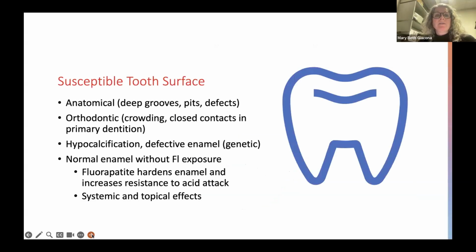So again, susceptible tooth surface. There are anatomical factors, those teeth that have deep grooves, pits, or even teeth that grow in with enamel defects. Those are going to be more prone to tooth decay. Orthodontic issues such as crowding, very tightly together teeth. Baby teeth, ideally, we should see space between every single tooth in a young child's mouth, and only the permanent teeth really should be touching each other. But a lot of kids are not fortunate enough to have that space, and they end up more prone to developing cavities, especially where those teeth are touching tightly together. They'll get what we call interproximal tooth decay.